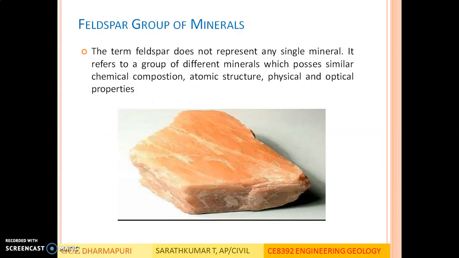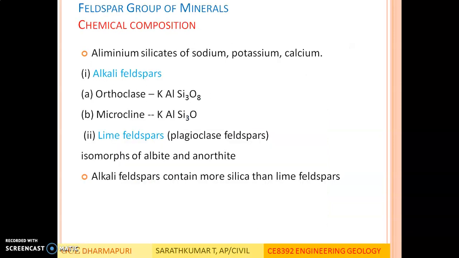So first we will be seeing the feldspar group of minerals. As I told before, the term feldspar does not represent any single mineral. It refers to a group of different minerals which possess similar chemical composition, atomic structure, physical and optical properties. So feldspar is not an individual mineral. It is the name given to a group of minerals. The chemical composition of the feldspar group of minerals is basically aluminum silicates of sodium, potassium and calcium.